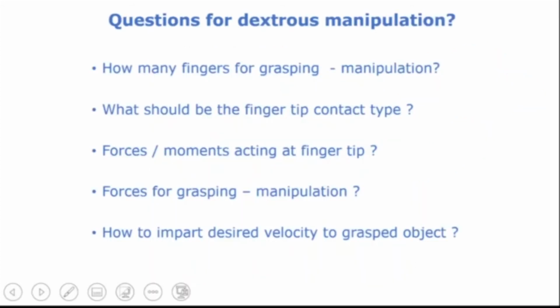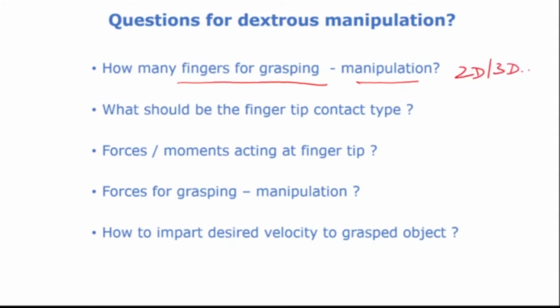Now we are going to grasp an object and we are going to manipulate the object, which means we are going to have some kind of motion plan for the object. Now I want to move the object in a particular way. Some of the questions that we need to answer: the first question is, how many fingers for grasping and how many fingers for manipulation? If you just want to grasp an object, there is again the question whether you're talking of 2D or 3D. Is it planar or is it in 3D? So how many fingers are required for grasping and how many fingers are required for manipulation?